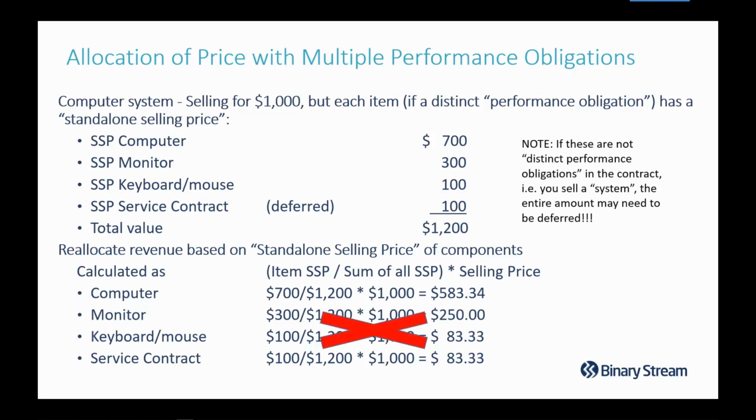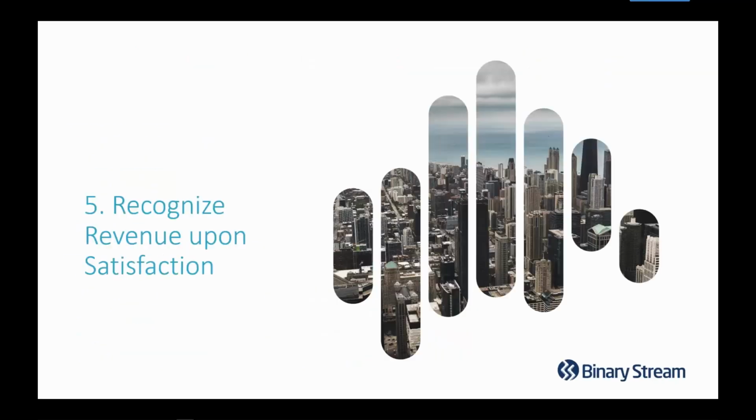All right. So keep in mind that if you're selling this as a system, no breakout, it might have to be just simply all deferred by itself rather than the selling price. But don't worry about that today. We're going to assume we're going to use the standalone selling price. So what does that mean?